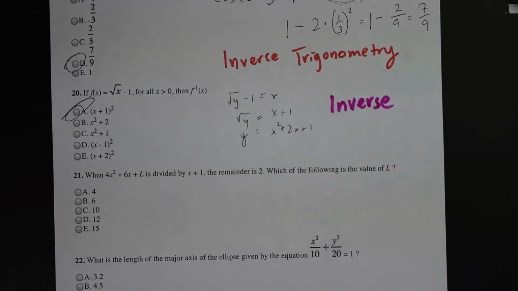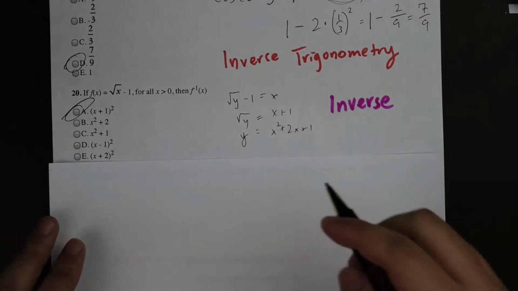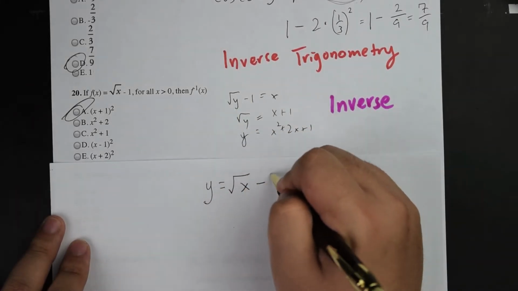That's the idea behind inverse. And so what I mean by that, and I'm going to go ahead and get a piece of paper out, is that all I simply did was switch x and y for the square root of x minus 1, and then solve so that y is by itself. So that's exactly what I did. In the beginning, the question states y equals the square root of x minus 1.